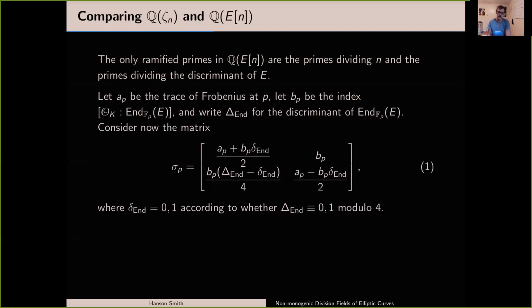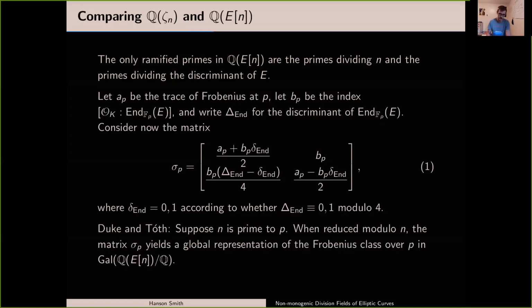And this matrix is going to tell me a lot about the splitting of primes not dividing the discriminant. And so this little delta is 0 or 1, depending on whether big delta is congruent to 0 or 1. Anyway, the point being is if I know a little bit about the reduction of my elliptic curve modulo p, I know a lot about how p behaves in my n-torsion field.